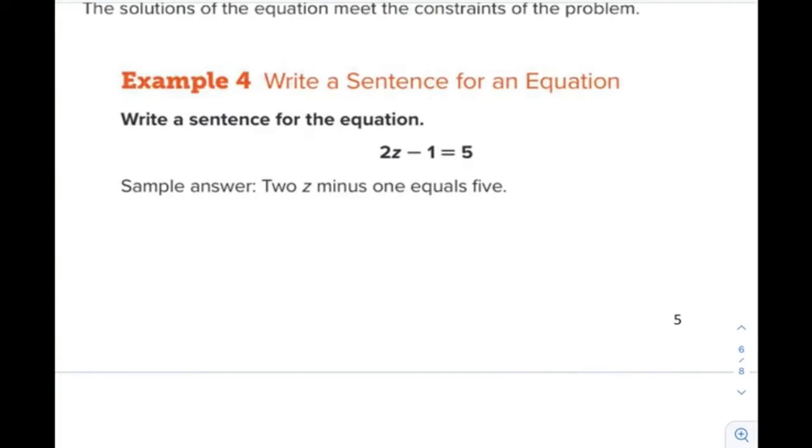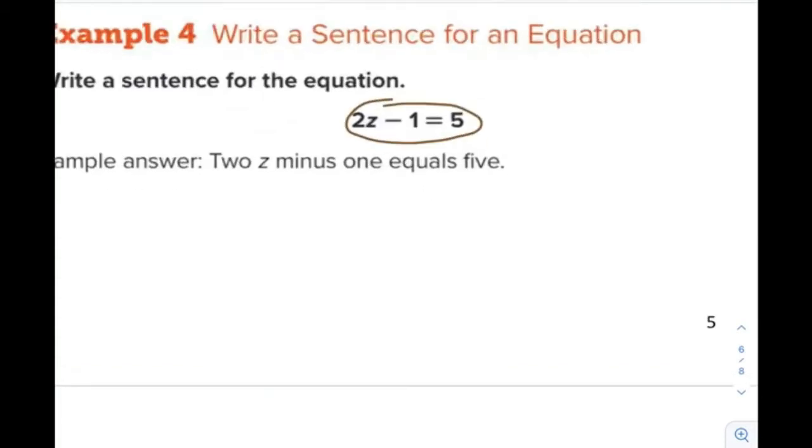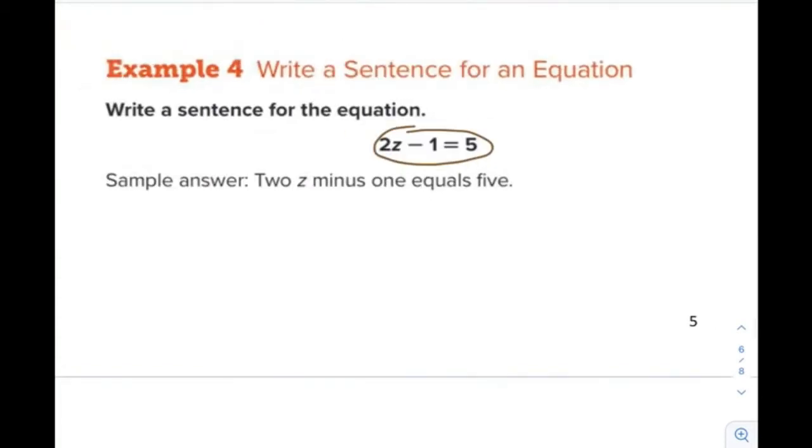Now if you want to write the translation for this one, what can you say? Let's take a minute. How can you translate it? Yes, you can write this one, 2z minus 1 equals 5. It's not the only translation.